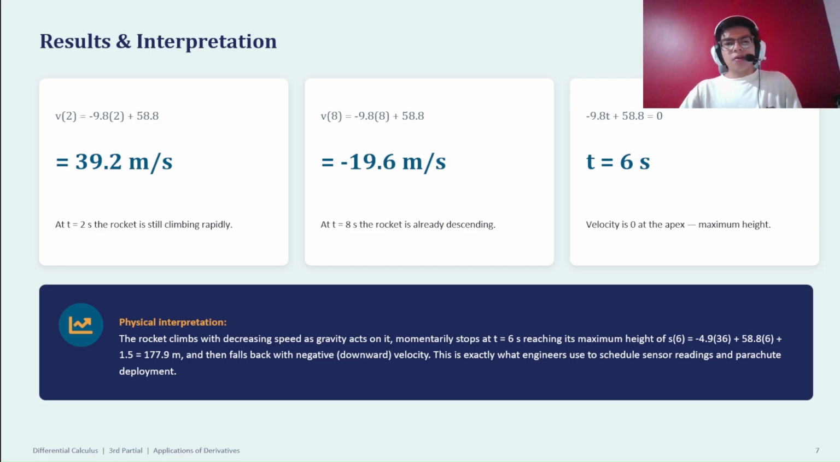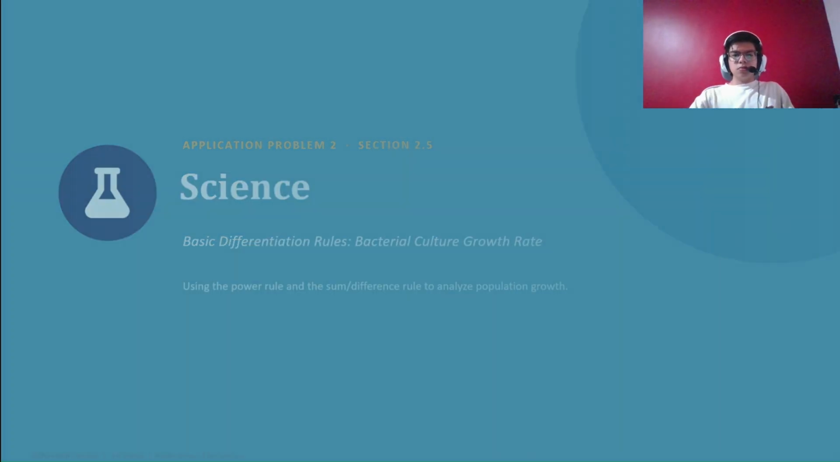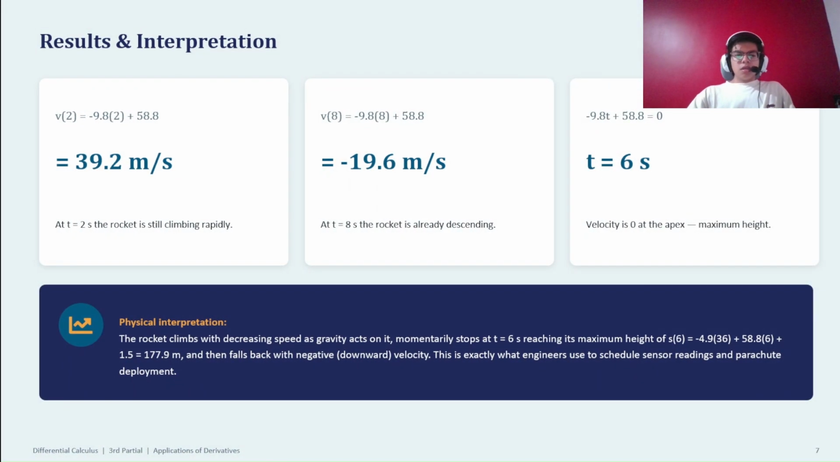So that's problem 1. This part explains to us why engineers use these results, like to schedule sensor readings and parachute deployment. This is interesting to understand, like at what seconds this could happen.